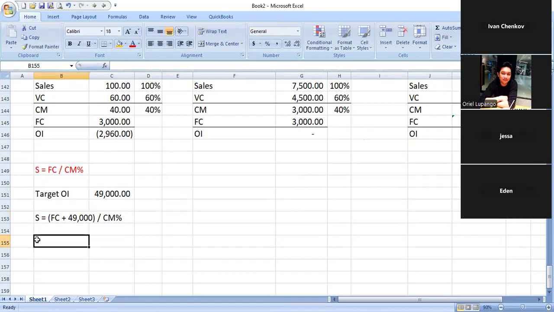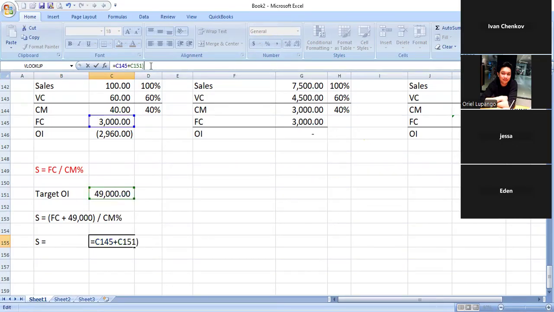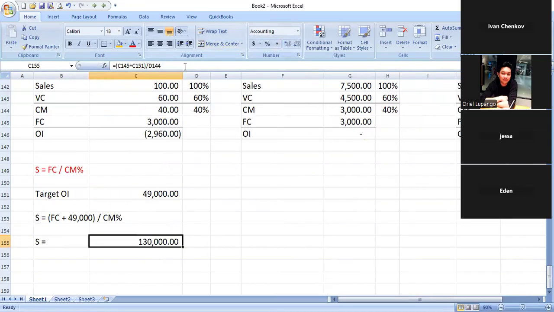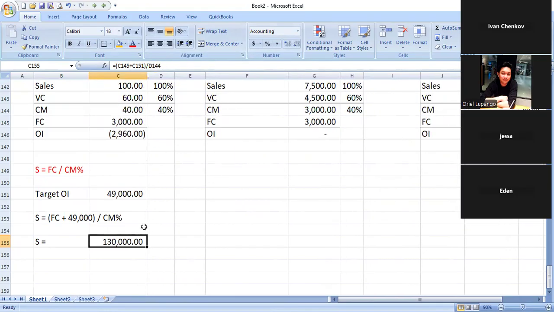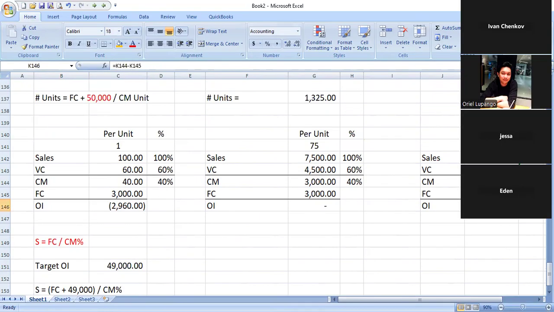So my sales should be equal to 3,000 plus 49 in brackets divided by contribution margin ratio, which is 40%. So I need to sell, my sales should be equal to $130,000. If my sales are $130,000, my operating income should be 49. Let's see if that's true.